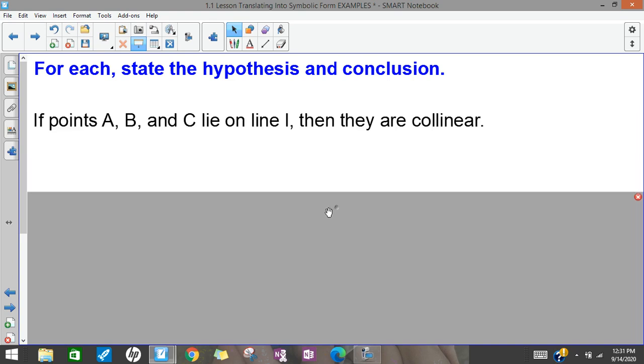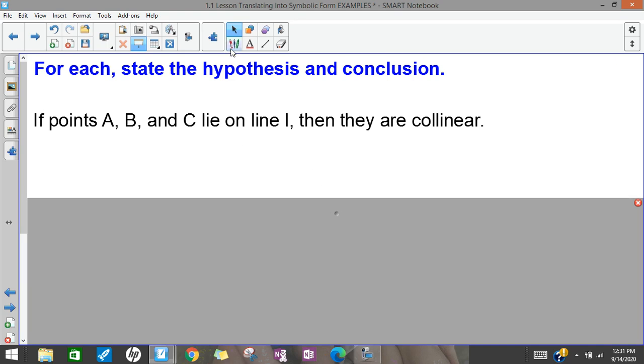So here I have a conditional statement, if then. So I'm going to color code and say that my blue is my hypothesis. So everything between the words if and then are going to be my hypothesis P. And you could write that out if you want. So the hypothesis is points A, B, and C lie on line L. That's supposed to be an L.